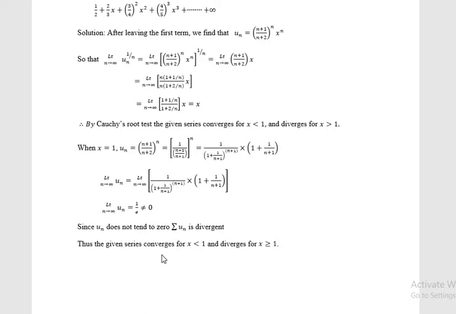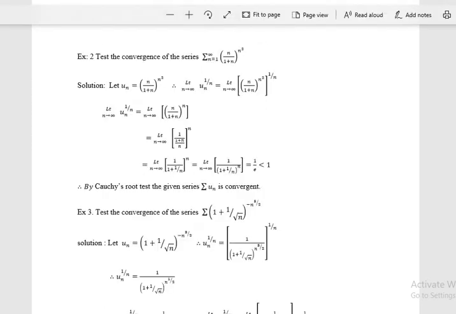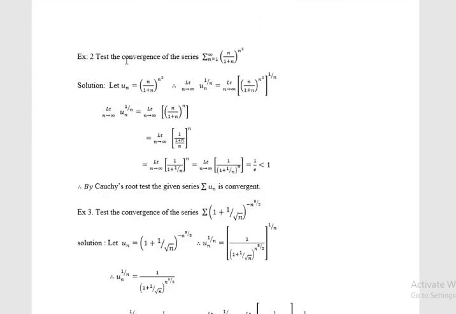Thus the given series converges for x less than 1 and diverges for x greater than or equal to 1. Example 2. Test the convergence of the series summation n equal to 1 to infinity of (n/(1+n))^(n^2). That is, the series is denoted by its nth term or general term.